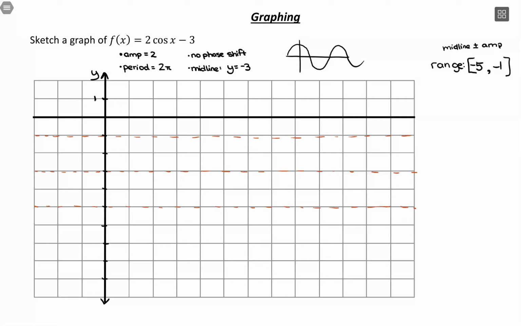So with that, I use the amplitude and midline to figure out what outputs I could have, and then the amplitude and midline can create these 3 lines for the barrier of your graph. Now our period is 2 pi. And our question would be, do I want 2 pi to be here? Do I want 2 pi to be here? What you want to think about is, on our graph, going from that maximum to the next maximum is a distance of 2 pi.